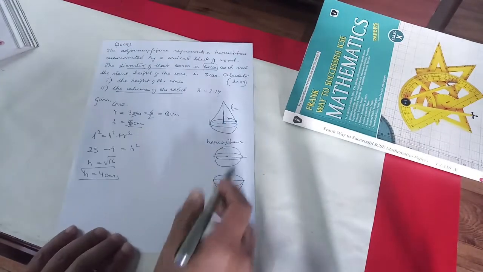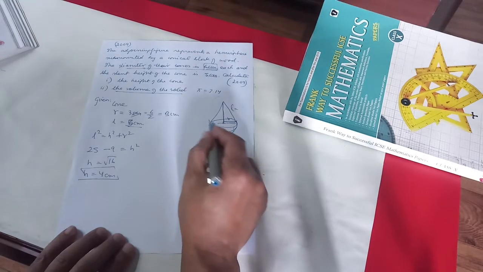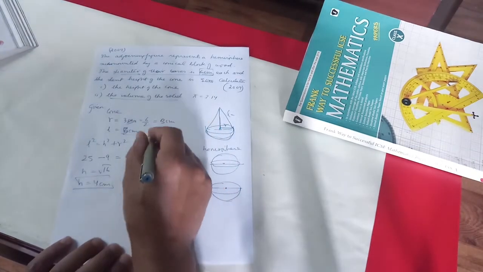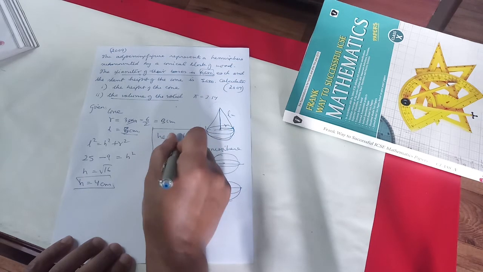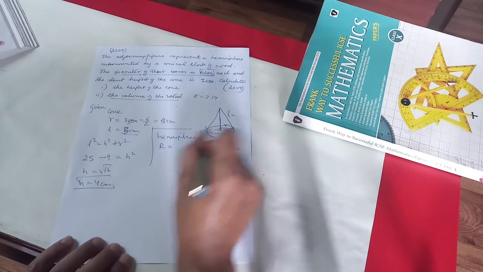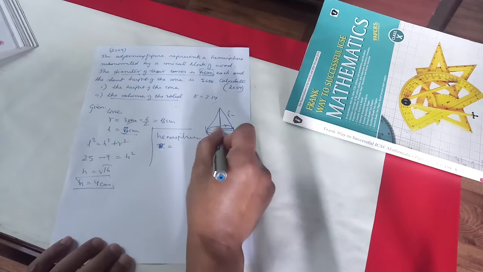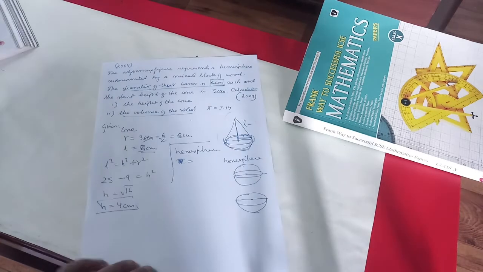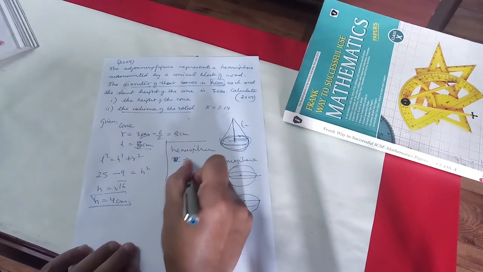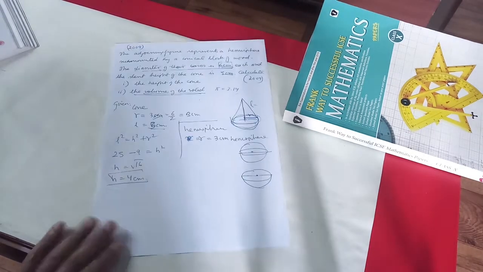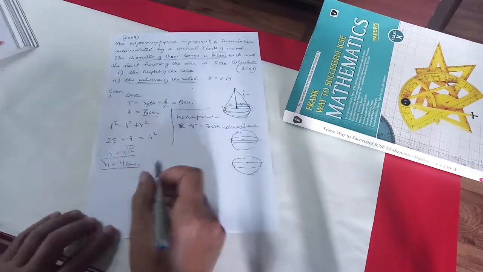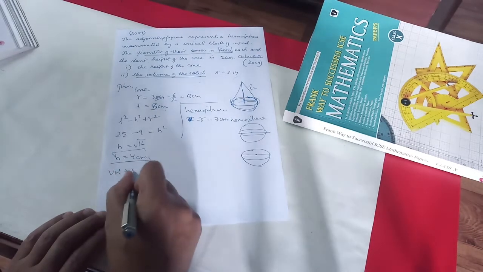Now if you look at what is the solid in the lower part or in the base, it is a hemisphere. Yes or no? For the hemisphere also, the radius will be the same, r, because both are on the same base. So the radius for the hemisphere is also 3 centimeters. Now you have to find the volume of the solid. This is quite simple.